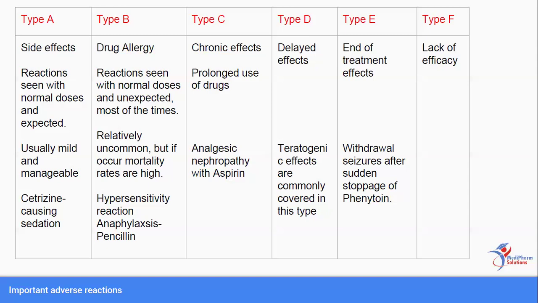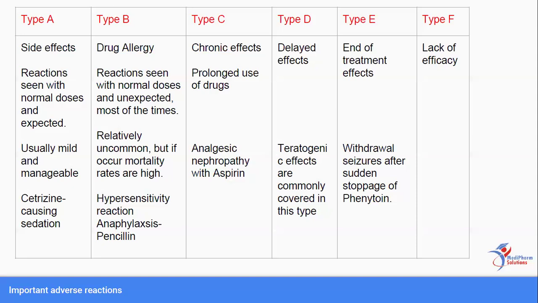One example for that is cetirizine. As we know, cetirizine can cause sedation, but for severe allergic reactions or a cold, we will prescribe cetirizine because, other than this adverse effect, the patient needs a little bit of relief of symptoms. So type A means those minimal, mild and manageable side effects that occur with normal doses.